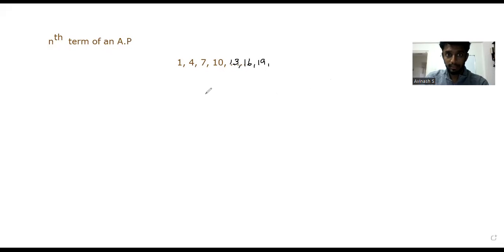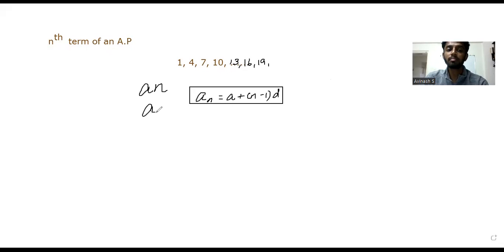So the formula goes like this: a_n is equal to a plus (n minus 1) into d. So this is the formula that we are going to use. a_n equal to a plus (n minus 1) into d. We have to be very careful. We should not write it as an, but a subscript n. This n should be written at the bottom.